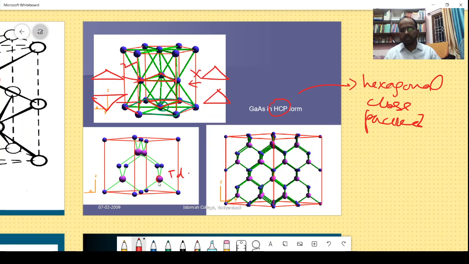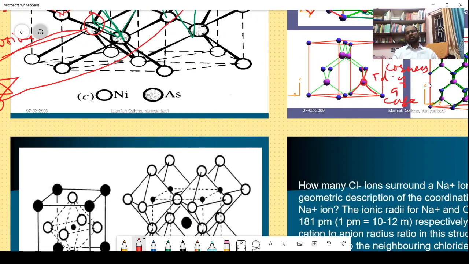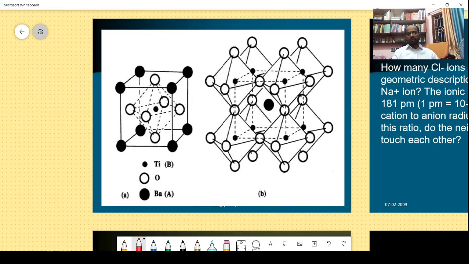You can see that this is at the center. You are having 1, 2, 3, and 4. These 4 atoms occupy the corners of a cube. Okay, this is the structure. If we say that this is the structure of gallium arsenide, then it exists like that only in hexagonal close packed pattern, and it's a qualitative study method.